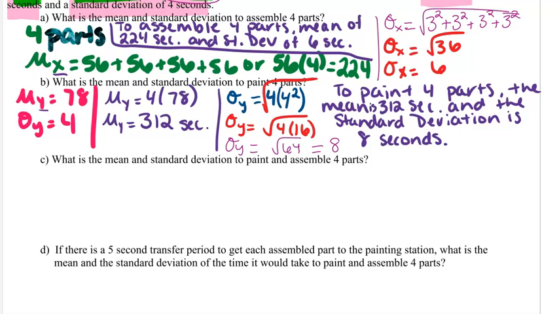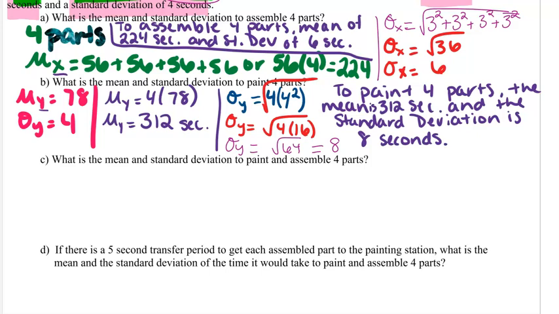Perfect. Okay. So A and B have been helping us get to part C, because now part C is asking us what is the mean and standard deviation to both paint and assemble 4 parts. So we've already done all the heavy lifting. Now what we're going to do is combine the values that we got in part A with the values that we got in part B.